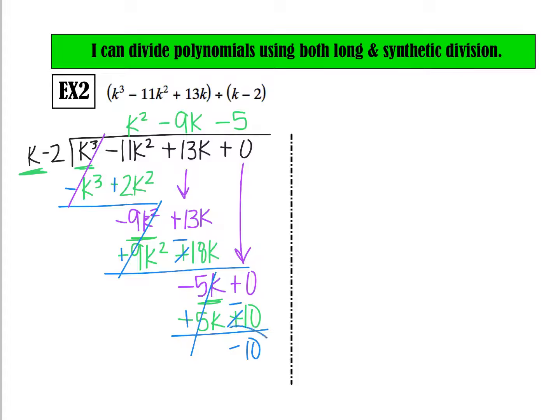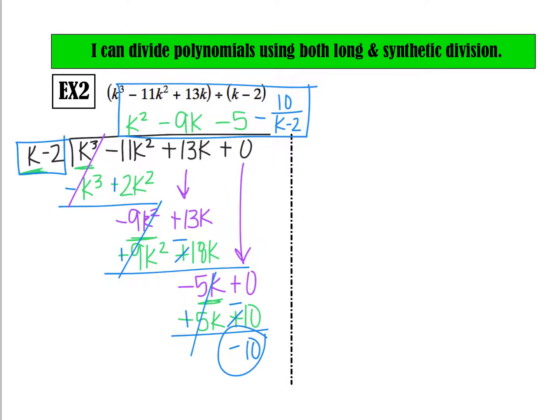And so my remainder is negative 10, so it's going to be minus 10 over what I'm dividing into it, and that is my answer. And so remember, if I have a remainder at the end, that means this is not a factor, because a factor means it goes in evenly to what is being divided into. So if this had ended up being 0 as my remainder, then k minus 2 would be a factor.